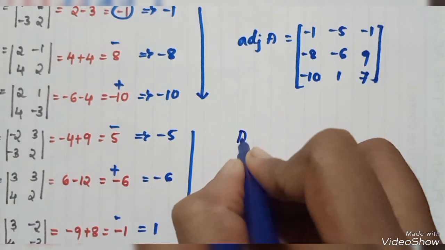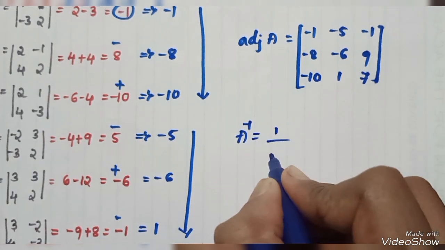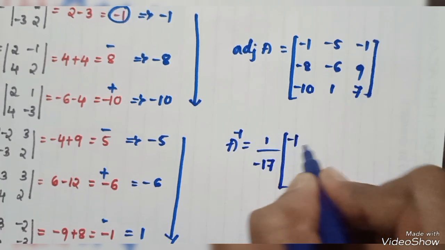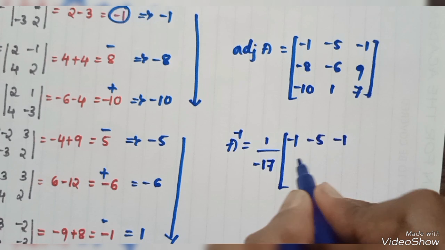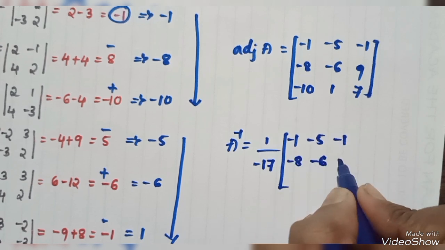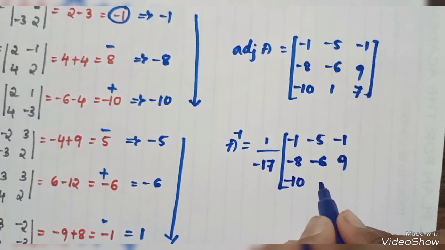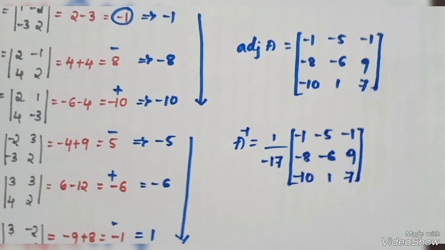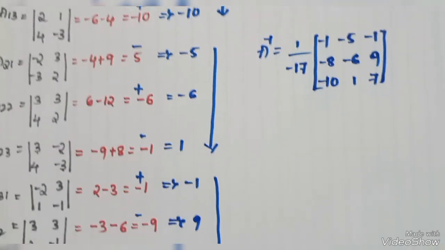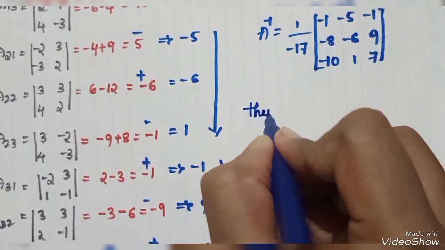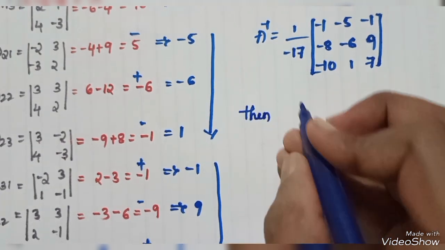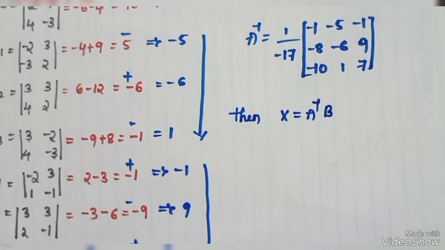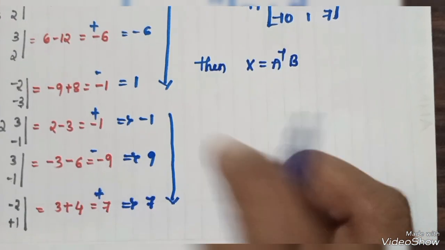Then A inverse is 1 divided by the determinant value, minus 17, into adjoint: minus 1, minus 5, minus 1, minus 8, minus 6, 9, minus 10, 1, 7. Okay, now we have calculated A inverse. Again we want the x values. X is equal to A inverse into B. Substitute the values in this matrix.